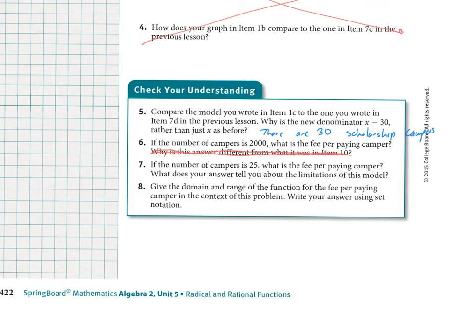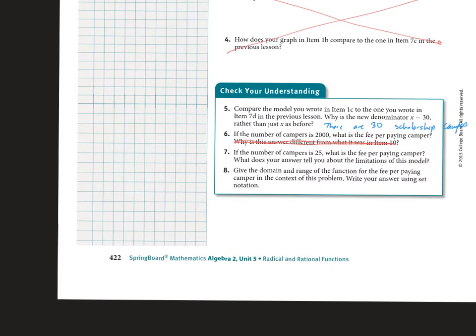If the number of campers is 2,000, what is the fee per paying camper? They're just asking us to evaluate our function at 2,000 now. So that would be plugging in 12,000 plus 45 times 2,000, all divided by 2,000 minus 30. Again, if you're going to use a calculator here, I'd put parentheses around that, or you could even simplify it and do it in parts. But go ahead and try that in your calculator right now. So you should have gotten $51.78 for that.